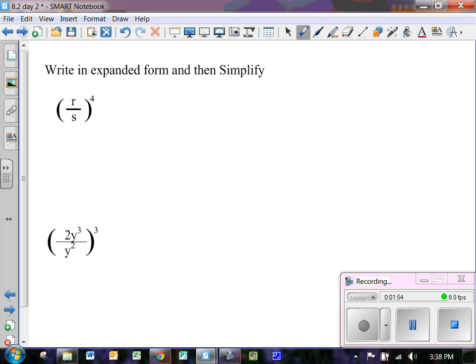All right, so next thing we're going to look at is, how would you write this out in expanded form and simplify it? How would you write r over s to the fourth? So when you're doing exponents, remember it's r over s times r over s times r over s times r over s, and you multiply straight across. So r times r times r times r is r to the fourth, and s times s times s times s is s to the fourth.